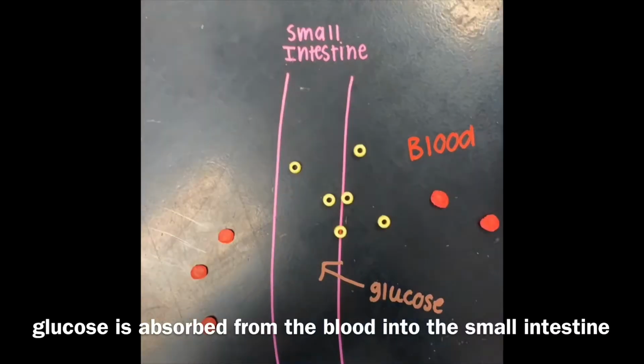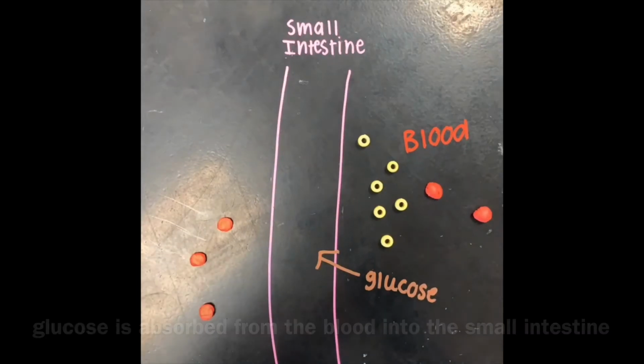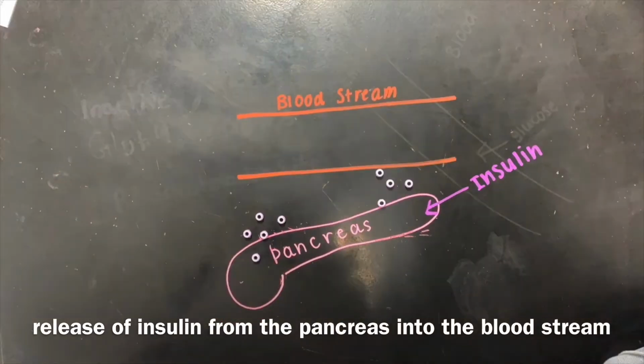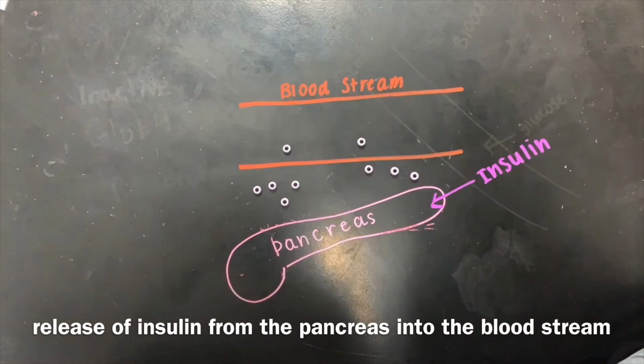When someone eats an apple, the glucose travels down their body until it is released into the small intestine. The glucose is then absorbed into the blood, making the glucose concentration in the blood high. The high blood glucose concentration stimulates the beta cells in the pancreas to release insulin into the blood.